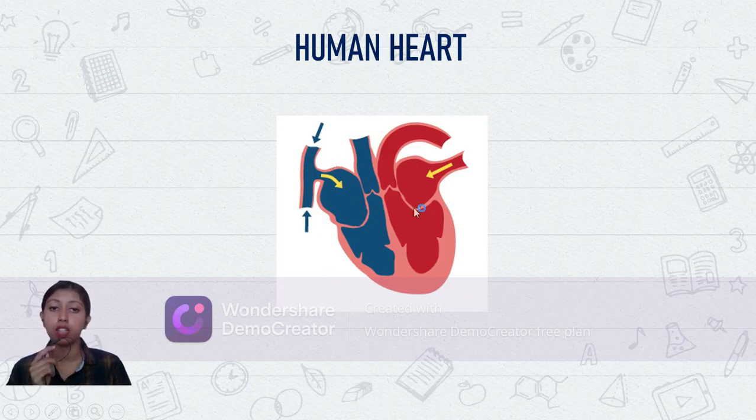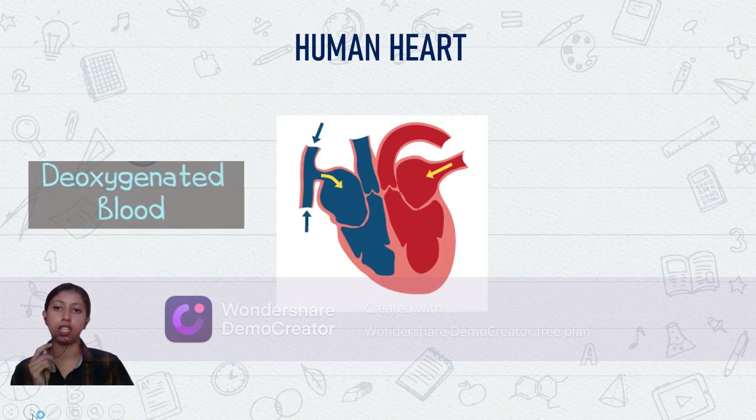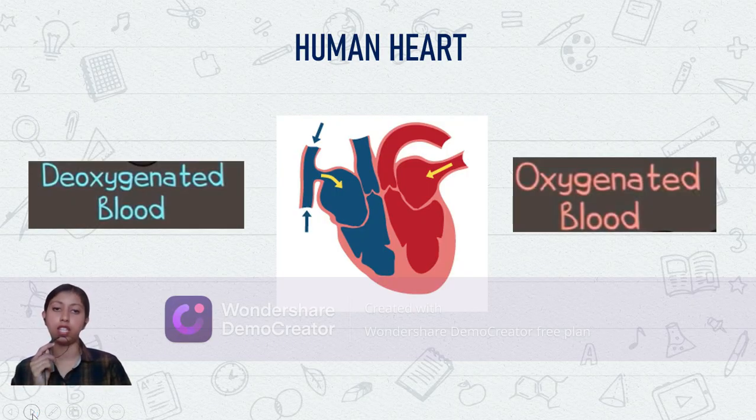And the reddish colored region will be the left side of the heart. So imagine a person is standing in front of you and you're viewing the heart of that person. That's how you will be representing the heart in pictures or even when you're drawing it in the form of a diagram. So this blue colored region contains deoxygenated blood, whereas the region towards the left side will be containing the oxygenated blood.